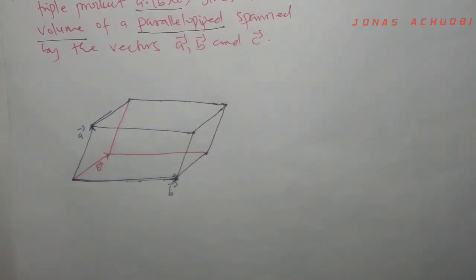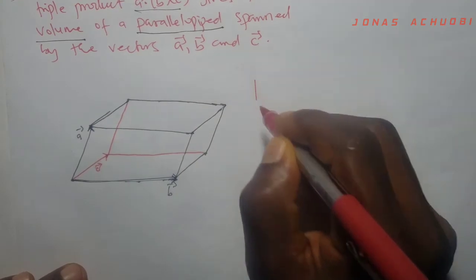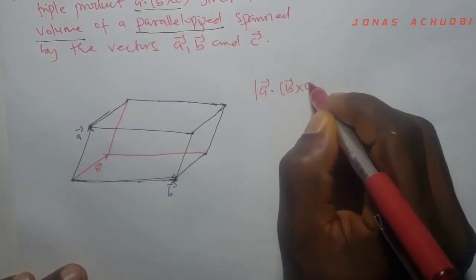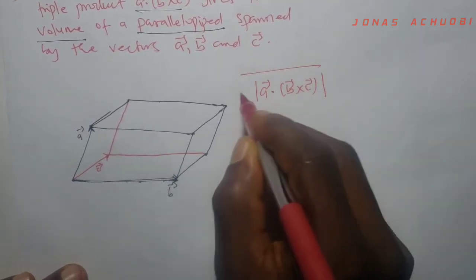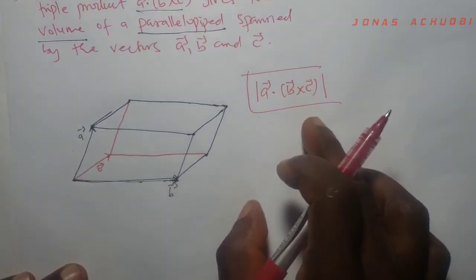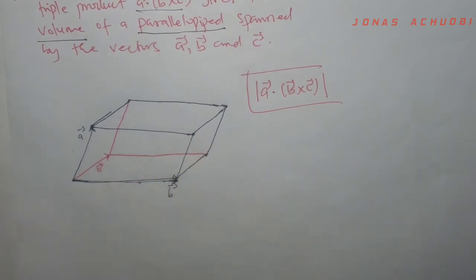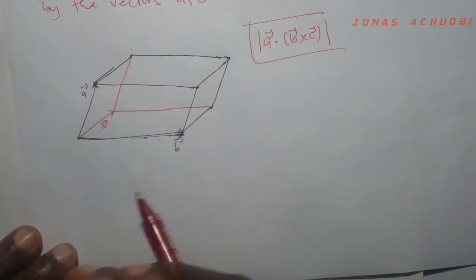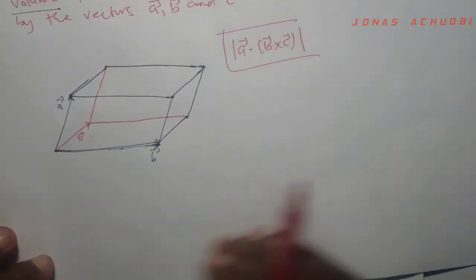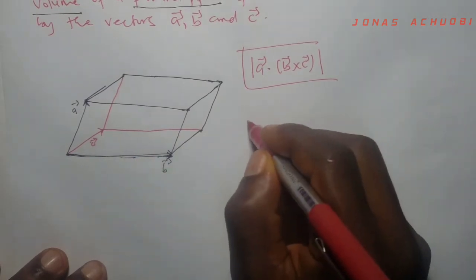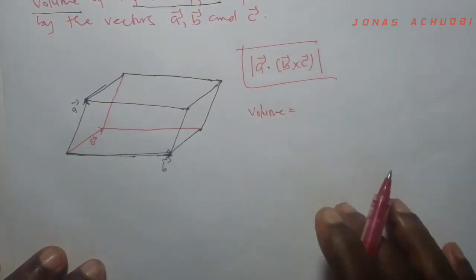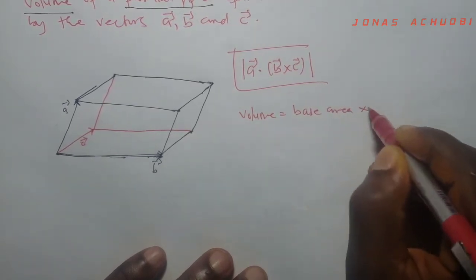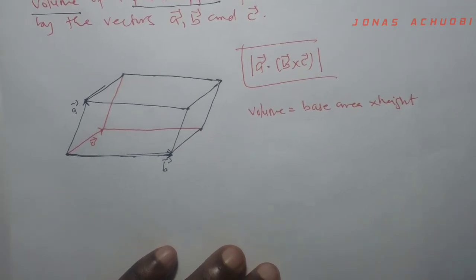Okay, so we want to show that the absolute value or the magnitude of the scalar triple product of 3 vectors A, B, and C will give us the volume of this parallelepiped. All right, let's proceed. Now, if we calculate the volume of this shape conventionally, what do we do? So we say volume. What would the volume be? The base area times height of the parallelepiped.